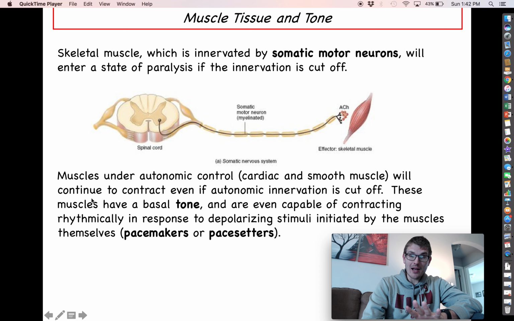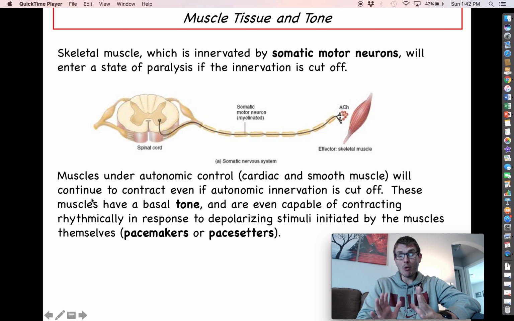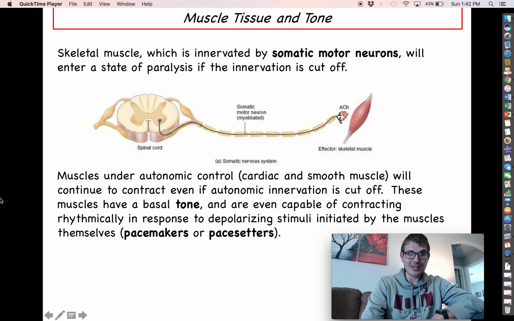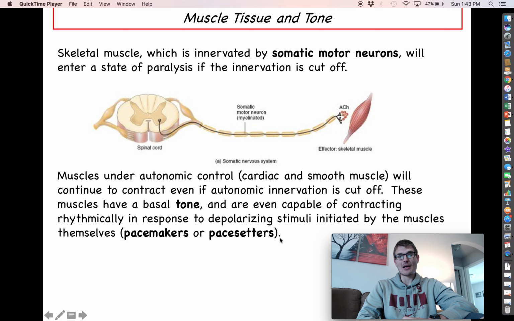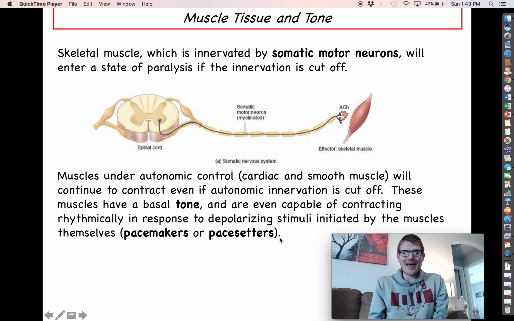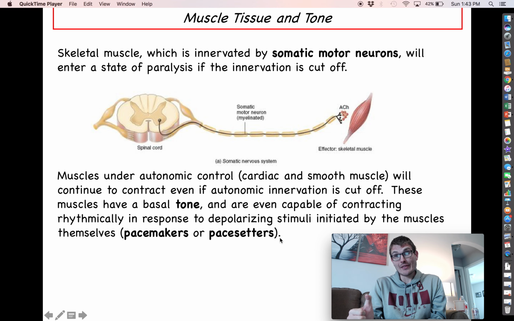What that means for us is that these cells are getting depolarized, but they're not necessarily being depolarized by the nervous system. They are actually getting their depolarization from groupings of electrorhythmic cells called either pacemakers if you're talking about cardiac muscle, or pace setters if you're talking about smooth muscle. So what this means is that if you were to sever those nerves that we talked about that go to the heart or go to some other autonomic target, those muscles will continue to contract. The downside is that you take away the ability of the autonomic nervous system to regulate those contractions.